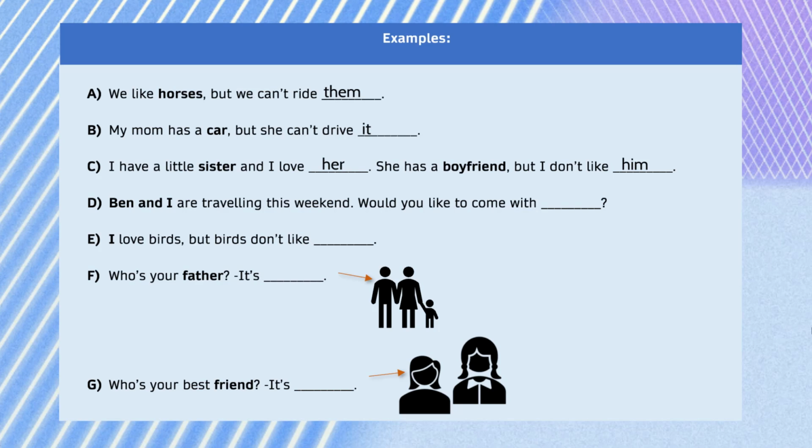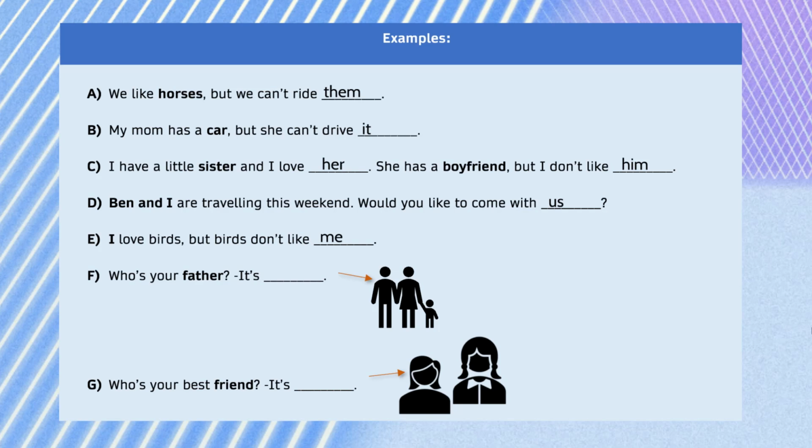In sentence D, we can read, Ben and I are traveling this weekend. Would you like to come with us? Because us refers to Ben and I, or we. In E, we read, I love birds, but birds don't like me. Because me replaces I after the verb like.